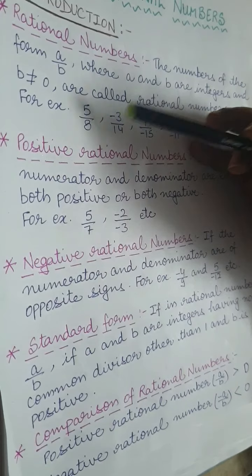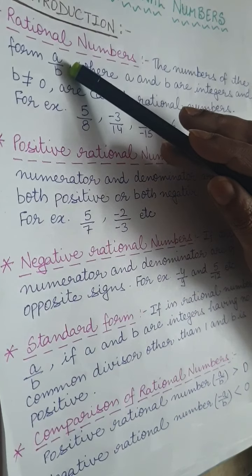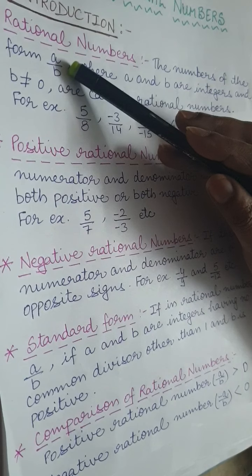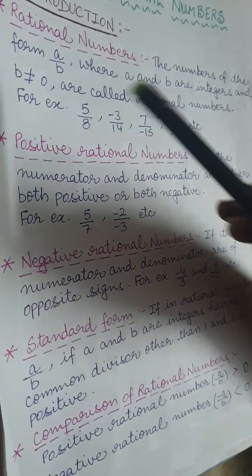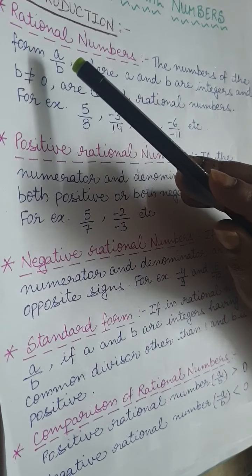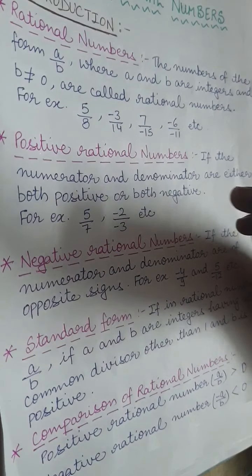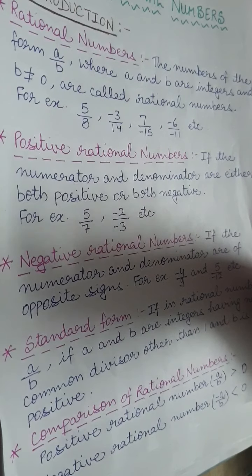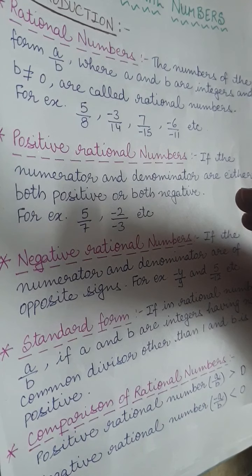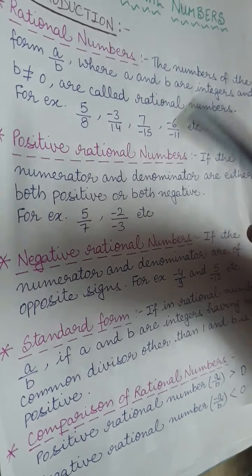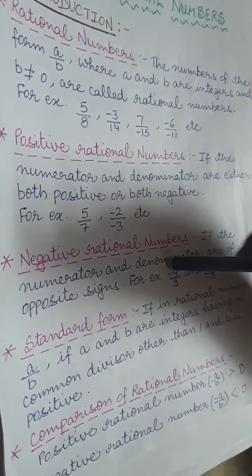Fine, got it? What are rational numbers? The rational numbers are in the form of a upon b, or we can say in the form of p upon q, and it is important that the denominator must not be 0. Denominator 0 नहीं होना चाहिए. Denominator must not be 0, otherwise the value cannot be found. Fine. The rational numbers are of two types, positive and negative.